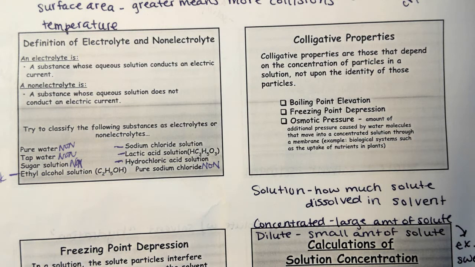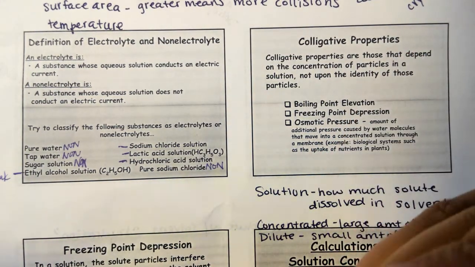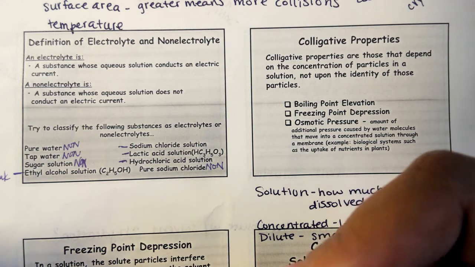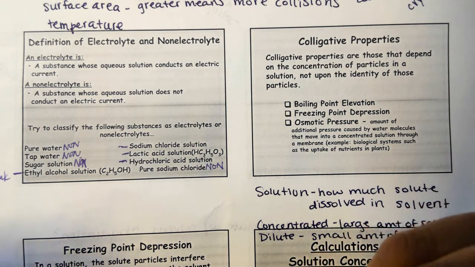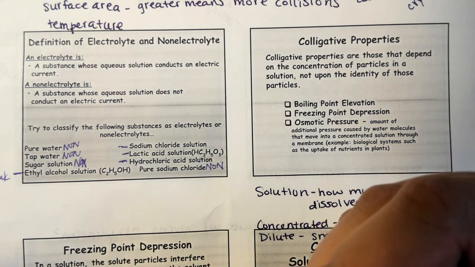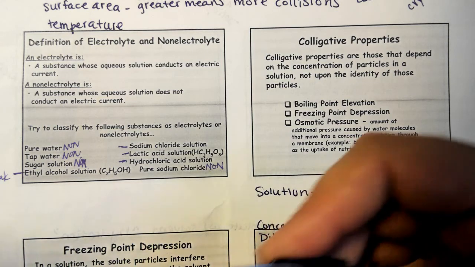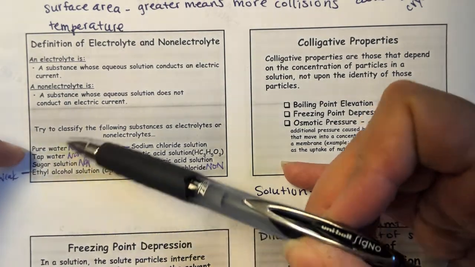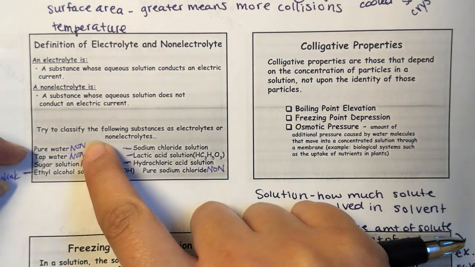And we have non-electrolytes. These are substances whose aqueous solution does not conduct an electric current. So I have listed some examples here, and these are the only examples I'll ever give you on any assignment, just because the complexity of this can be pretty difficult, and so I'm just going to keep it very simple and save the rest for AP chemistry or organic chemistry.